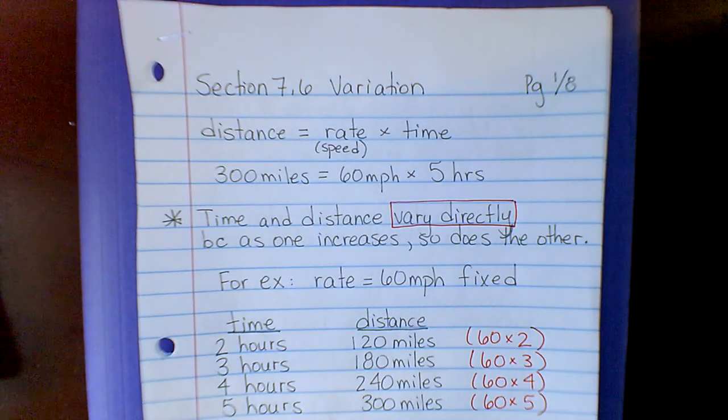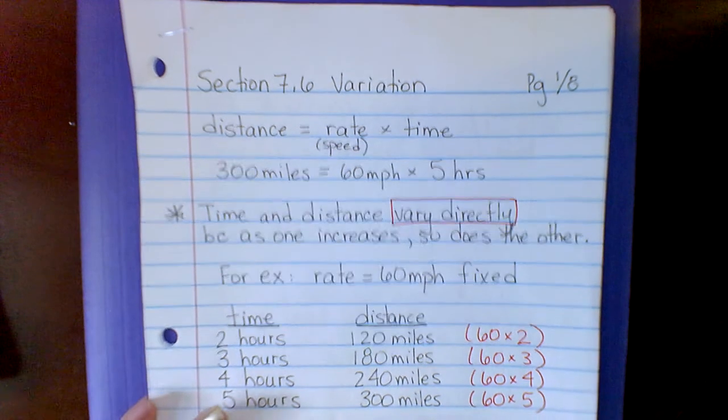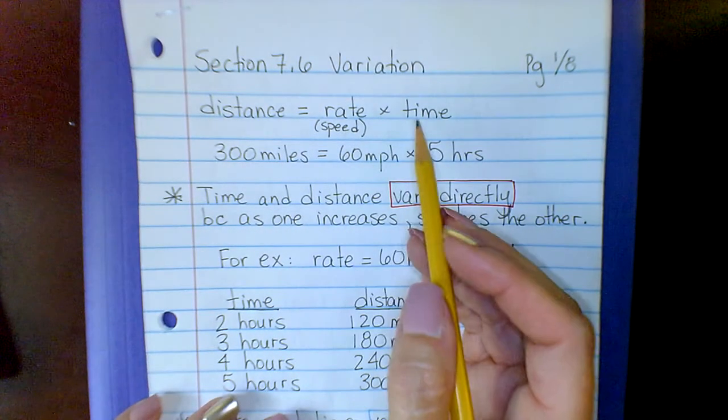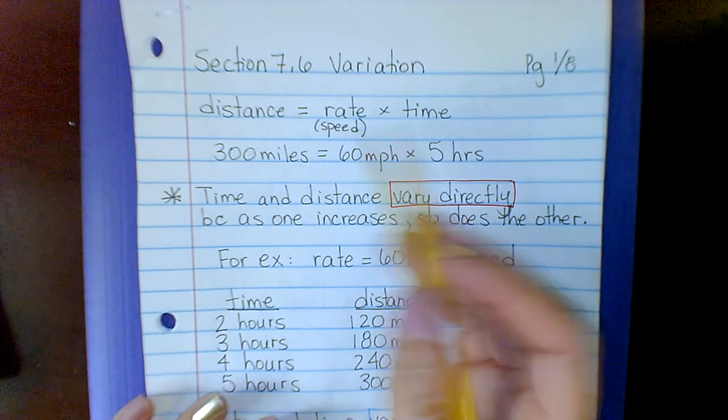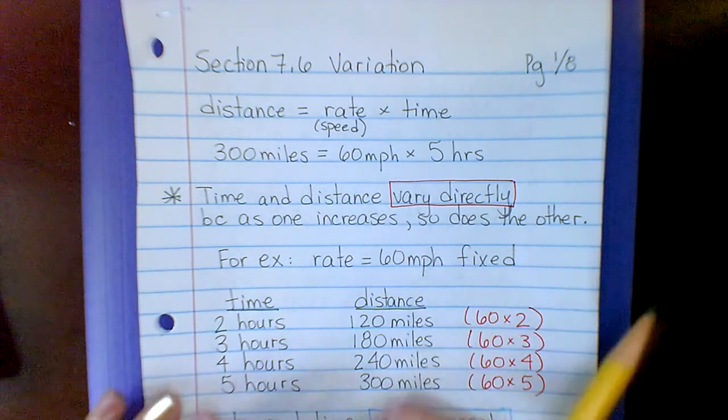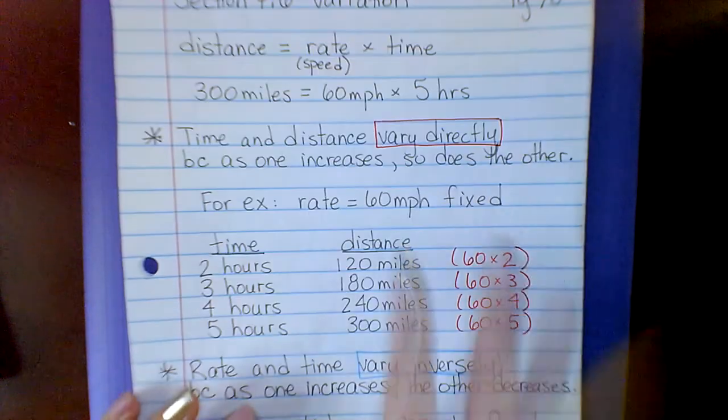This is section 7.6, and this is on variation. All right, so we know that distance is equal to rate times time. So we're going to use this to help us establish what direct and inverse variation are, okay?